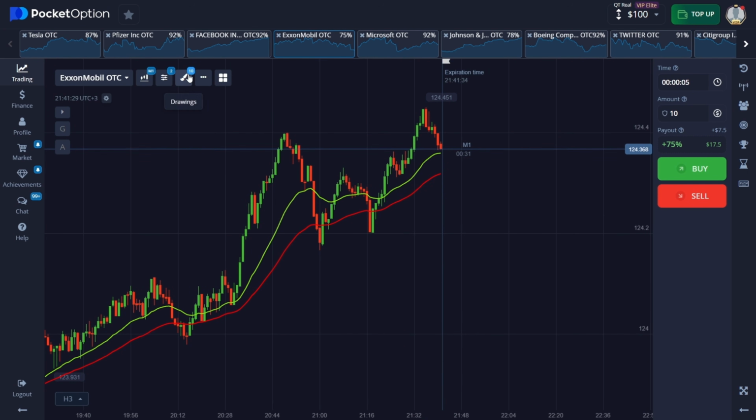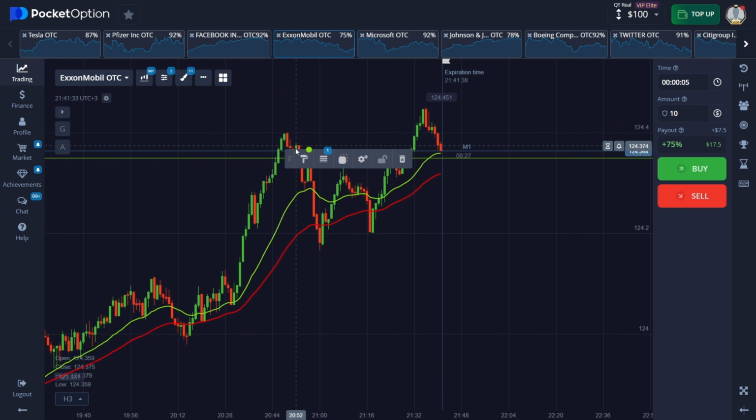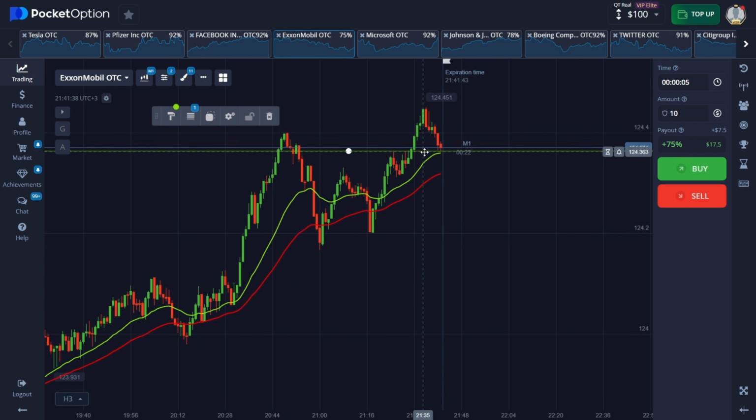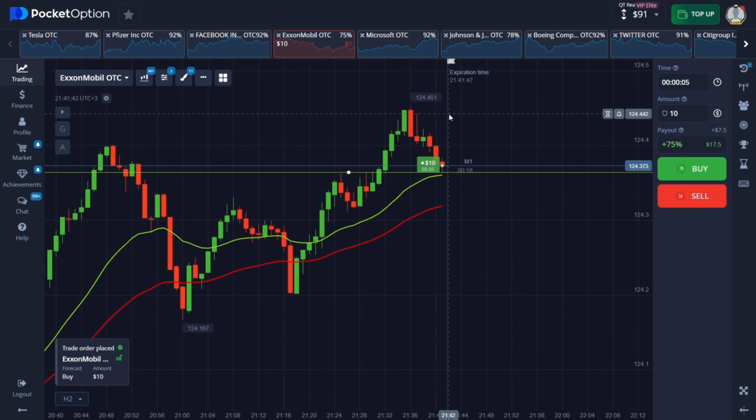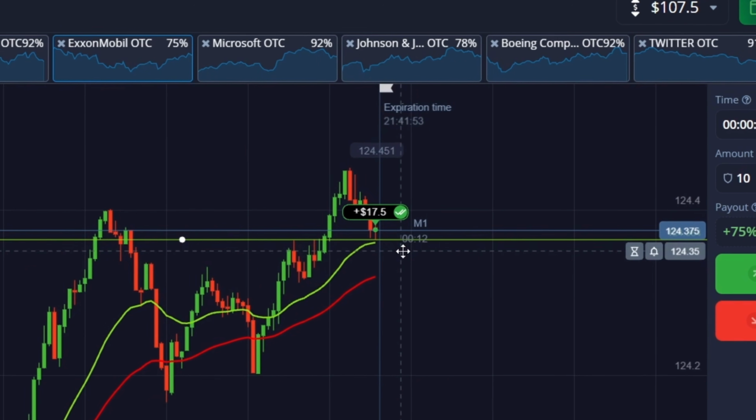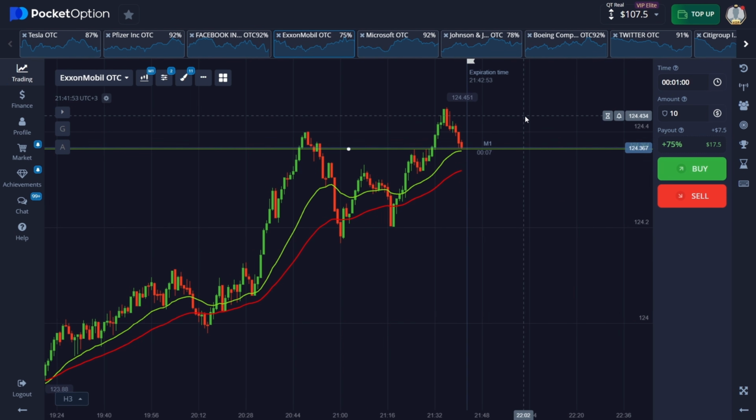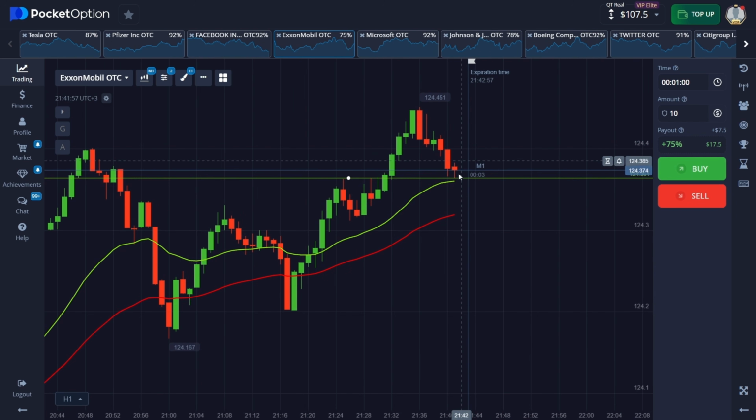Let's find our first trade for this session. Here we have a trade on ExxonMobil OTC, and you will see a moving average and a support level here. The reason behind this trade is the support level and the moving average. I placed a trade for an upside move on ExxonMobil OTC worth $10. By mistake, I placed the trade for 5 seconds, and it's a win, no problem. I will try again because the candle gives us another entry.